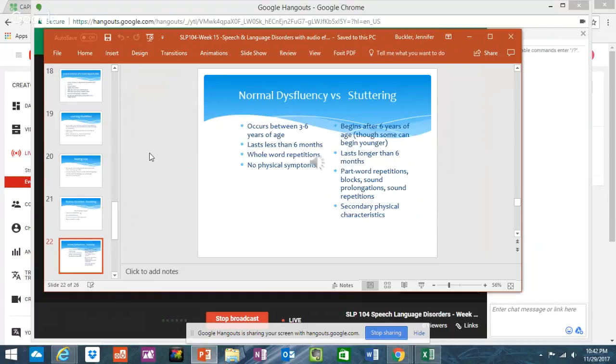And there are rarely, if any, physical symptoms or secondary characteristics. Stuttering, however, often occurs after the age of 5 or 6 years old and lasts longer than 6 months. We see part-word repetitions, blocks, sound prolongations, and sound repetitions, and they often can have secondary or physical characteristics that go along with it, concurrent behaviors that are aligned with or come with the stuttering behavior.